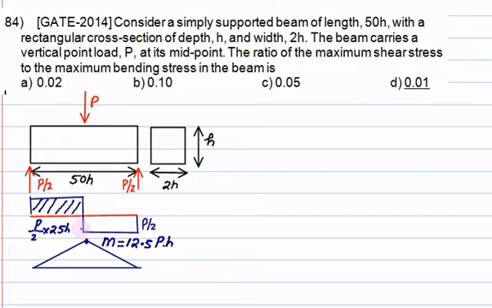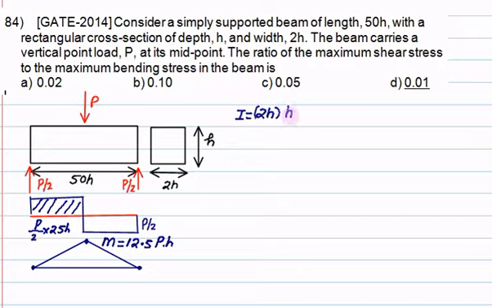So maximum shear force is P by 2 and the maximum value of bending moment is 12.5 PH. The area of the rectangle is P by 2 into 25H, so that is the maximum rise. This one is positive, this one is negative, and for a simply supported beam the bending moment at the ends is always equal to 0.